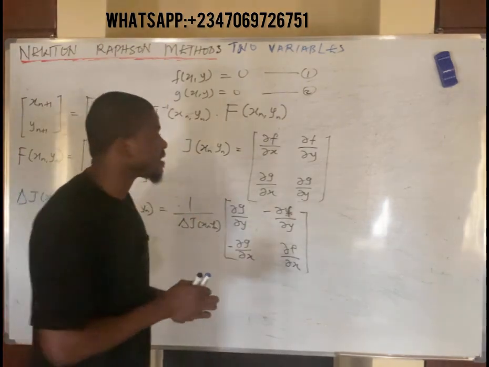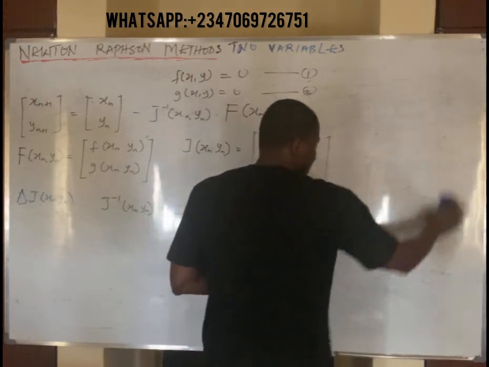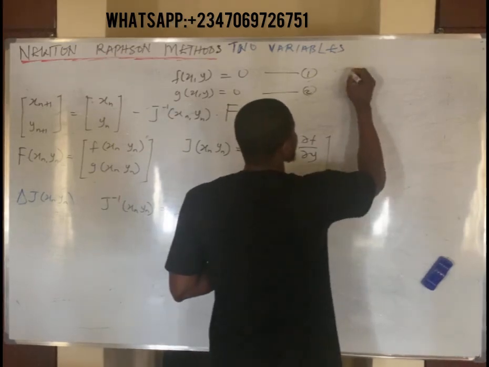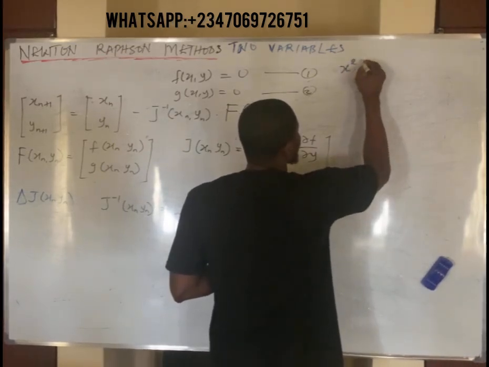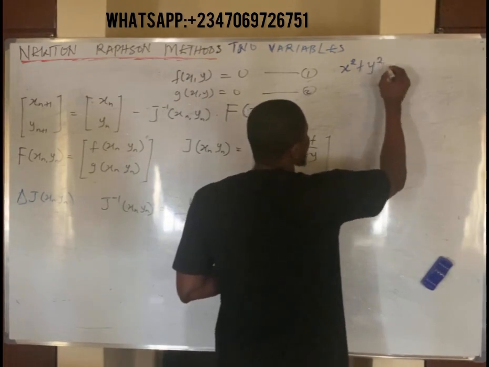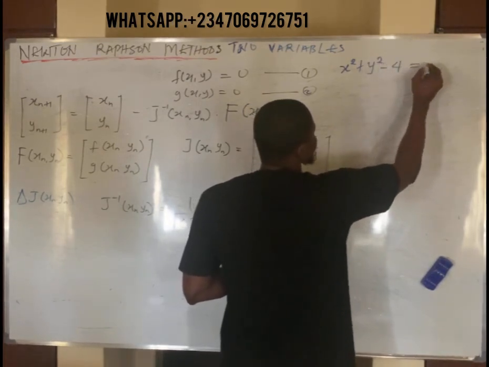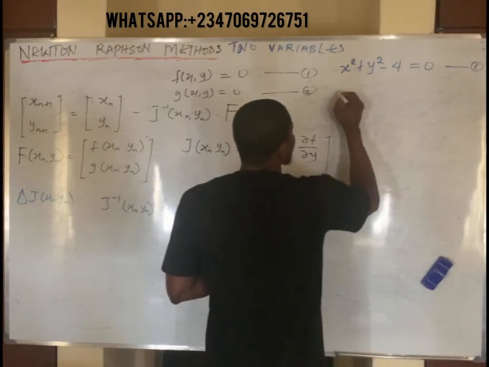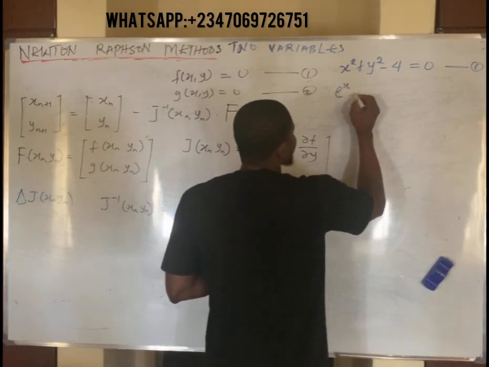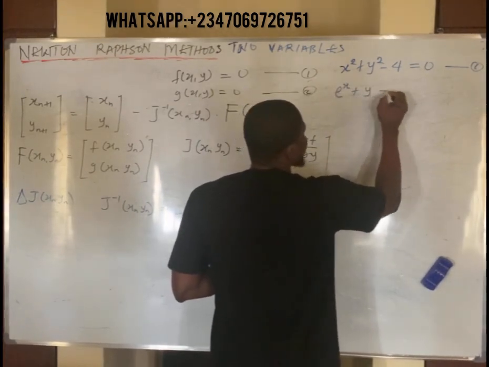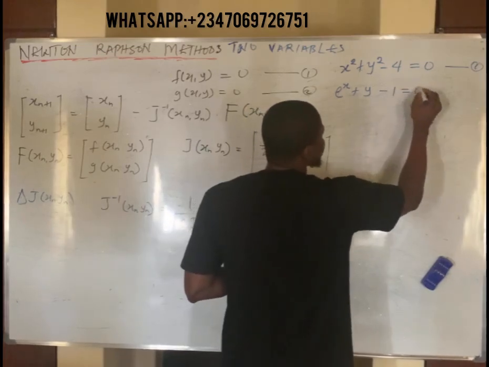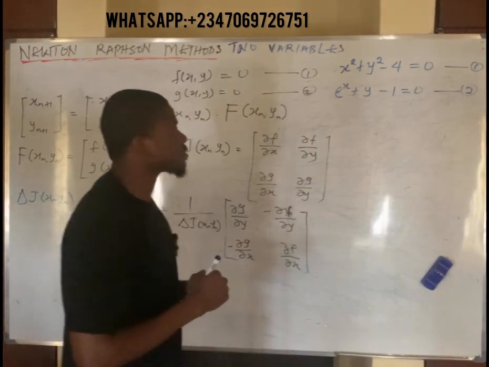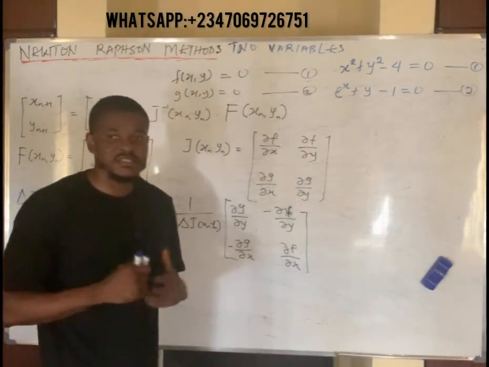Now let's take an example. Let's say we are asked to find the root of the equation x squared plus y squared minus 4 equal to 0. This is equation 1. And then you're given exponential x plus y minus 1 is equal to 0. This is equation 2. Let's say we're asked to approximate the root of these equations using the Newton-Raphson's method.